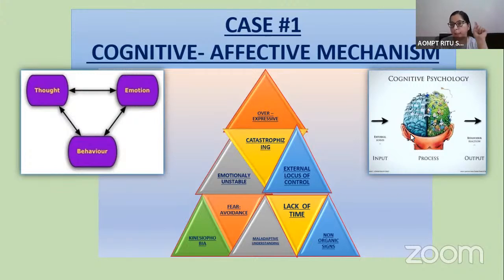So these are the typical characteristics of the cognitive affective mechanism, where we have to work on the cognitive affective mechanism. That is the important part of our first pain-based mechanism, where we are now clear with the cognitive affective mechanism.